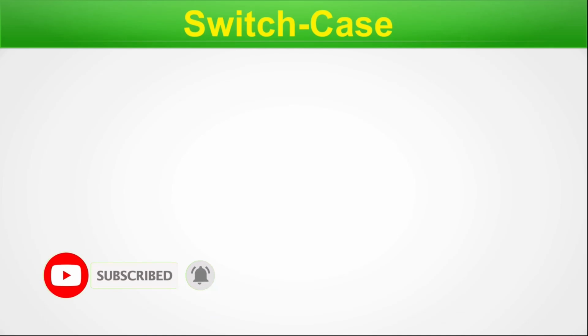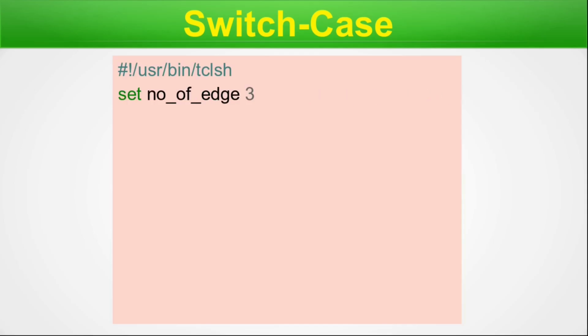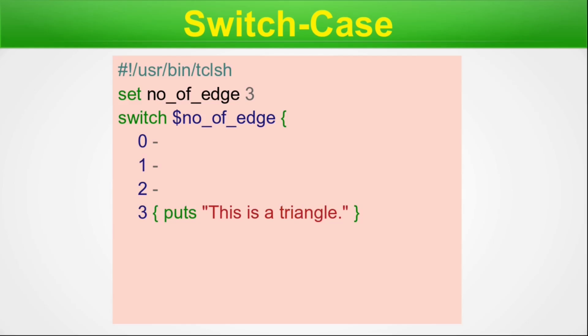So here in this particular slide we will be talking about switch case, and here it goes. We begin the script with the hashbang line and then we set the number of edges. This is a variable, its value is 3. Setting the value here and switching as per the value of this number of edges. And the cases are 0, there is nothing. For 1, there is nothing. For 2, there is nothing. For 3, it will execute the code that is within the curly bracket.